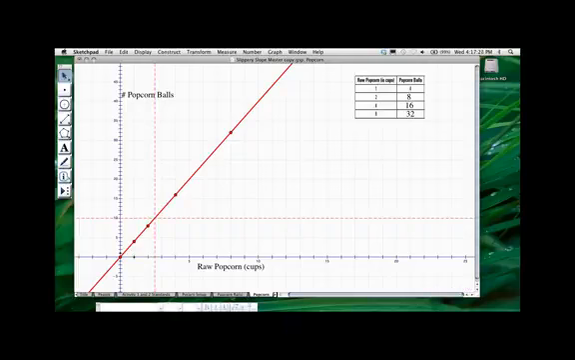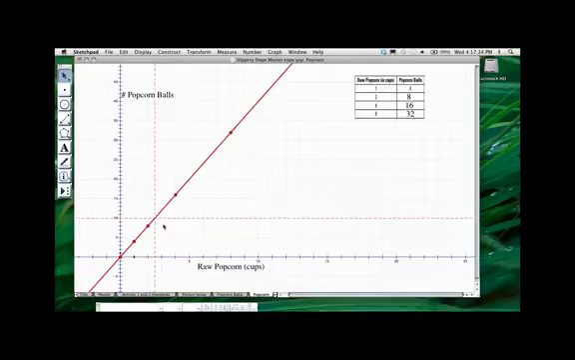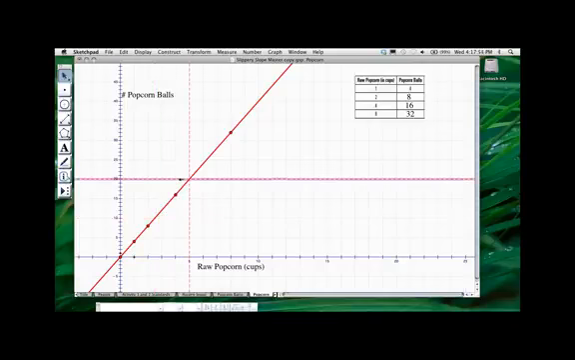I can use this same method to extrapolate to how many cups of raw popcorn I need to make 20. But students might say, well, if I need 2.5 cups of raw popcorn to make 10, then I'm going to need twice as many cups of raw popcorn to make 20. So they could use some proportional reasoning there. And then we can check out that hypothesis using our guides and say, sure enough, it takes twice as many, so 5 cups of raw popcorn to make 20 popcorn balls.